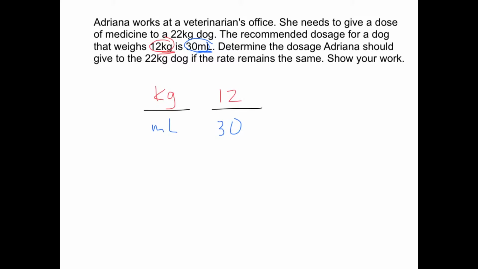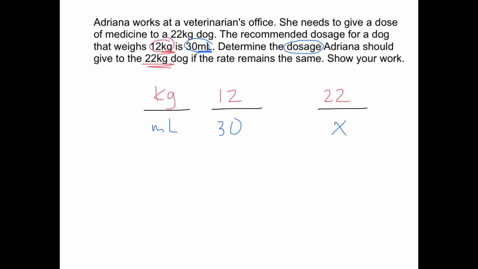But what is the question asking us to find? The question says, find the dosage of medicine that you need to give to a dog that weighs 22 kilograms. Where do you think I'm going to write the number 22? Well, let's keep it in line with our kilograms. I'm going to write 22 as the numerator. Do we know how many milliliters a 22-kilogram dog needs? No, that's what we're trying to find. Since this information is unknown, let's choose a variable to represent this info. How about x?